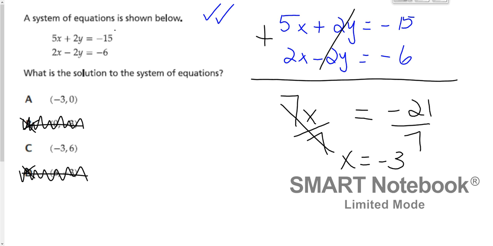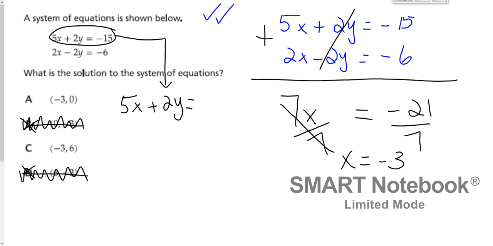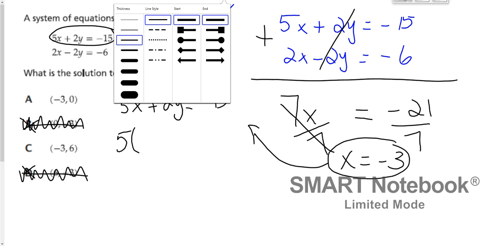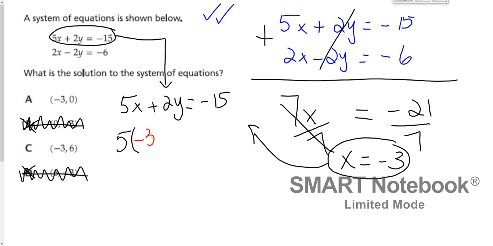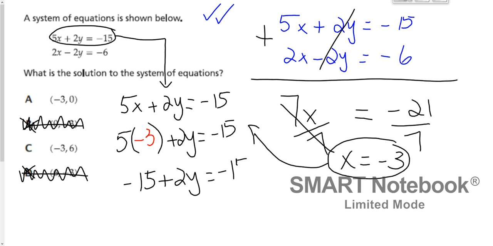In order to do that, I take one of the original equations. It does not matter which one. And I'm going to substitute my x value into that equation. So 5, and now I know x is negative 3, plus 2y equals negative 15. Now I'm going to be able to solve this because it's an equation that only has one variable in it. So negative 15 plus 2y equals negative 15.